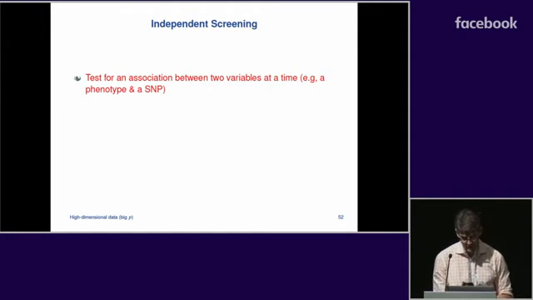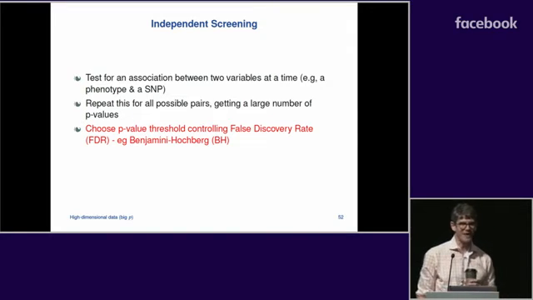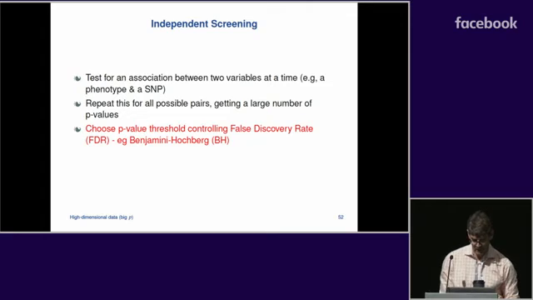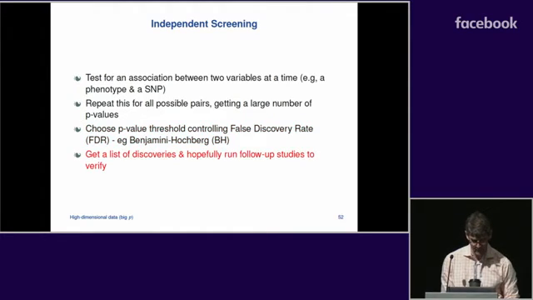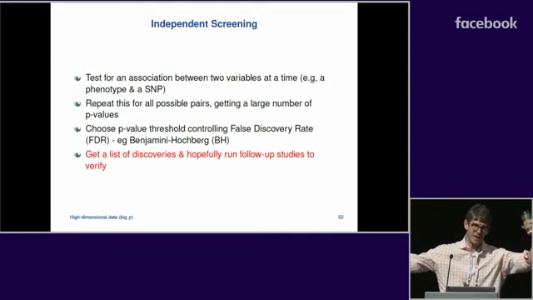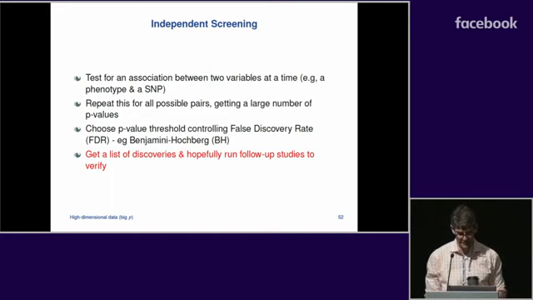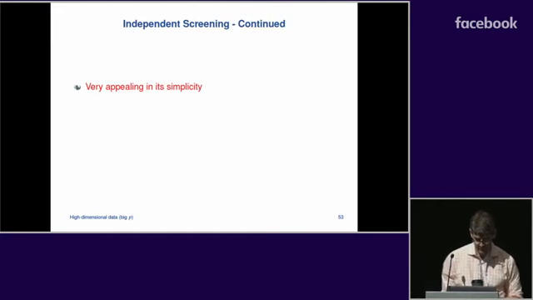Okay, so we test for association between two variables at a time, a phenotype and a SNP. We repeat this for all possible pairs. We get an absurd number of p-values, and then we choose some sort of p-value threshold controlling what's called the false discovery rate, using, for example, the Benjamini-Hochberg threshold. Okay, and then we get a list of discoveries. So we've taken this huge number of biomarkers and reduced it to some number, and then we can maybe run follow-up studies on that number to verify.